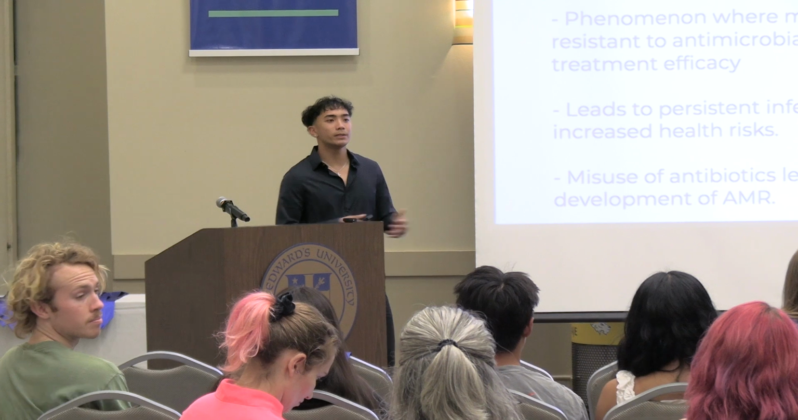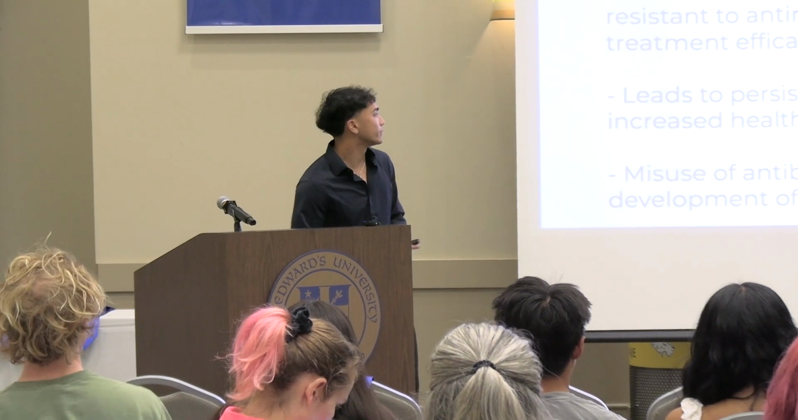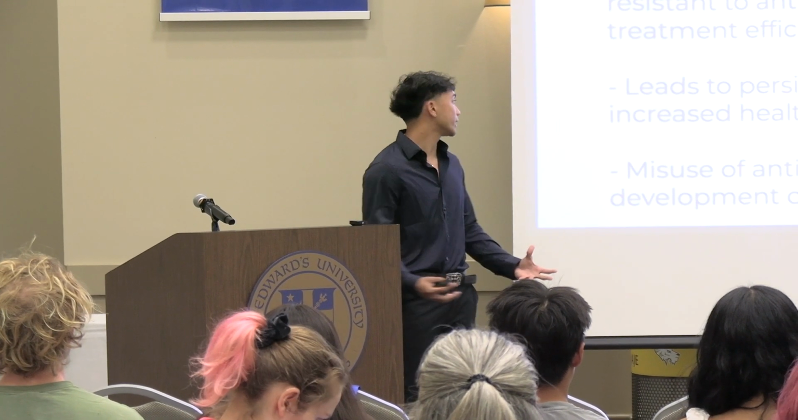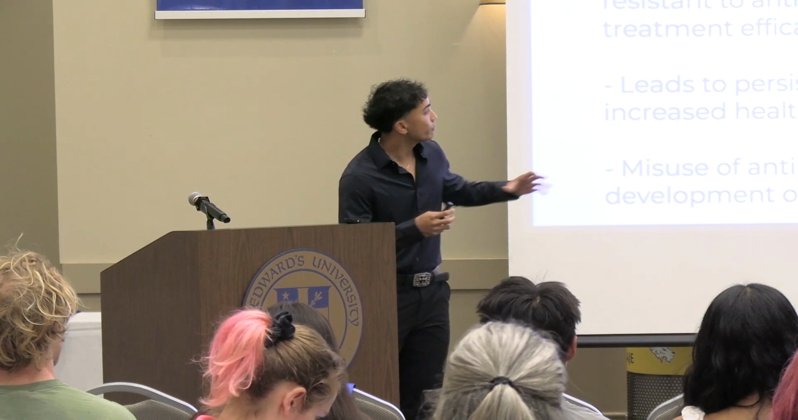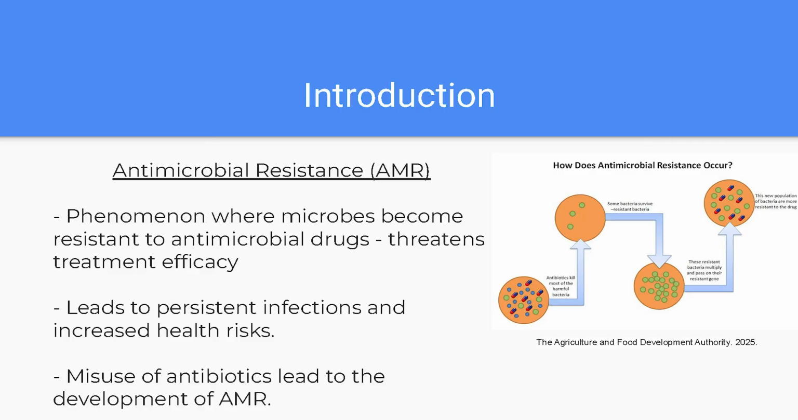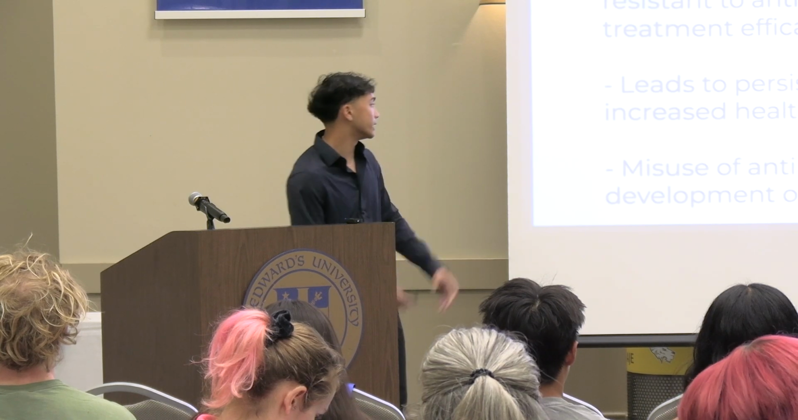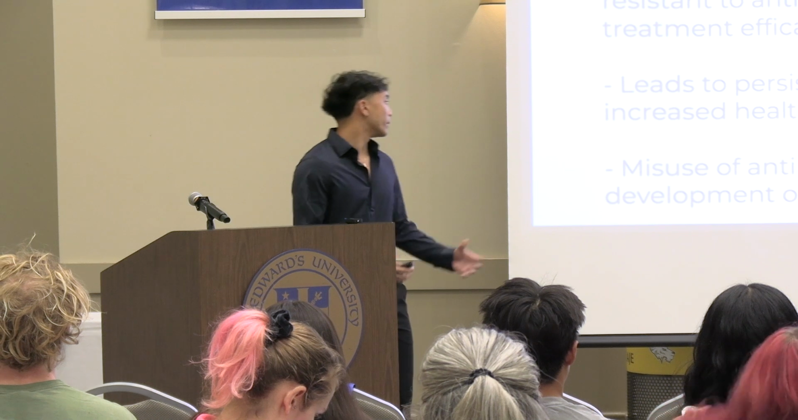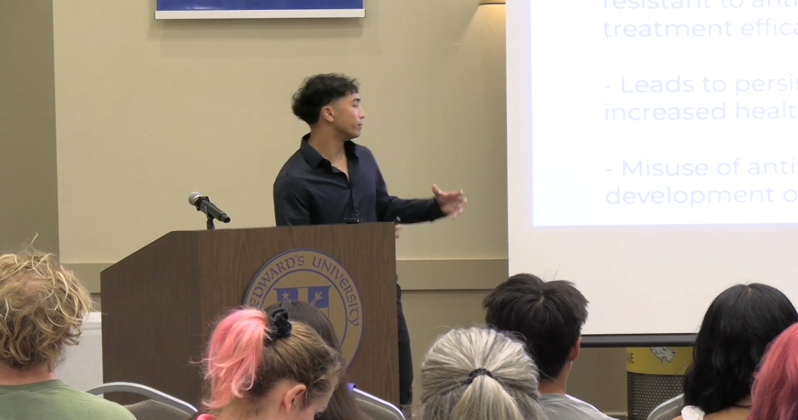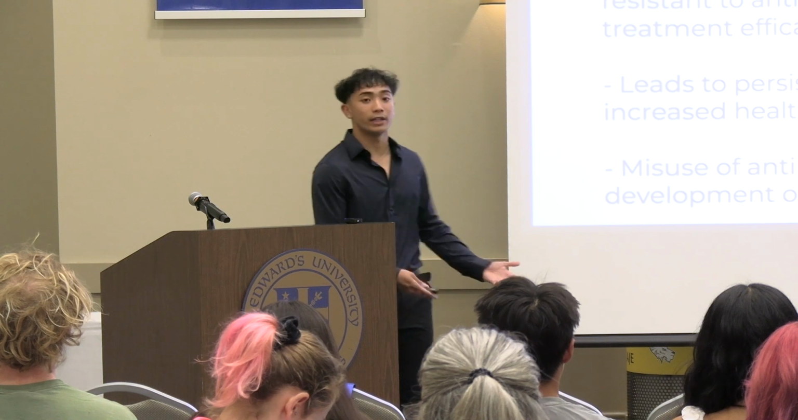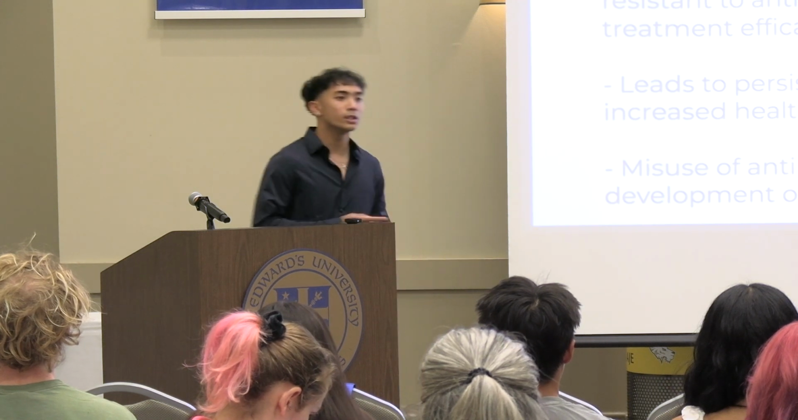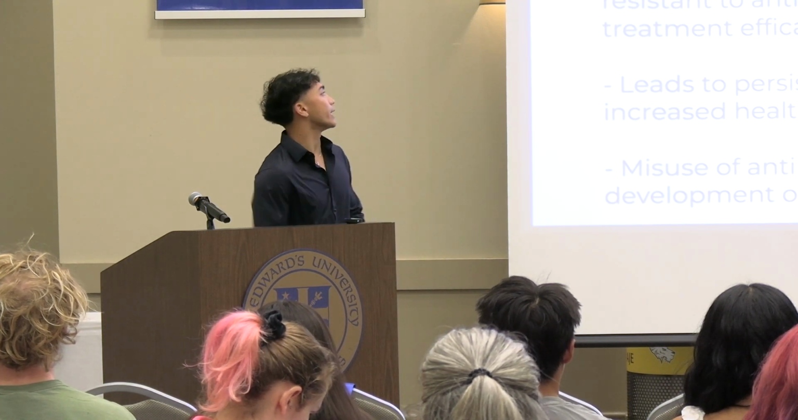So what happens when these pathogens become resistant? That leads to more persistent infections and increased health risks. And basically, as we can see from the diagram, every time we treat bacteria with antibiotics, we give it a chance to mutate and adapt and become resistant to that. So that's why we need to see how the misuse of antibiotics can ultimately boost the development of AMR. So how prevalent is AMR?